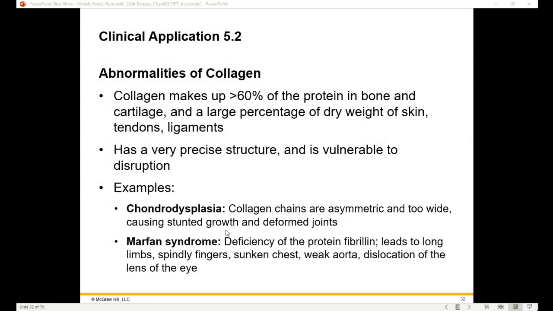Some examples: chondrodysplasia. Collagen chains are asymmetric and too wide in this case, which causes stunted growth and deformed joints. And Marfan syndrome. This is a deficiency of the protein fibrillin and leads to long limbs, spindly fingers, sunken chest, weak aorta, dislocation of the lens of the eye.